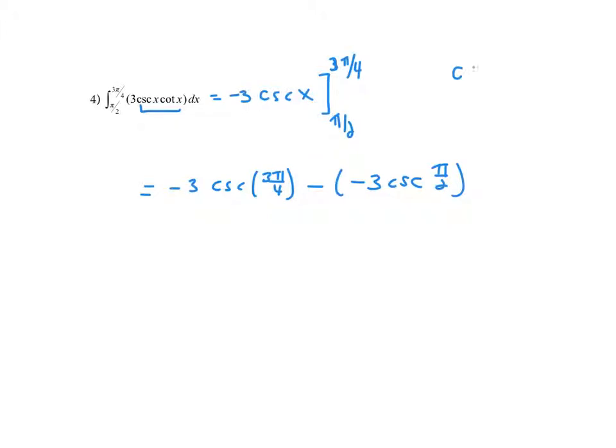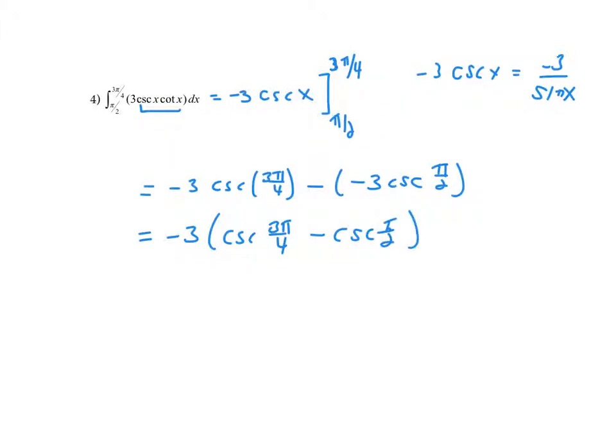Okay, keep in mind that negative 3 cosecant x would be equal to negative 3 over sine of x. Cosecant is the inverse of sine. If you find it easier to do it this way, you can factor out that negative 3. So we can have negative 3 cosecant of 3 pi over 4, and then minus cosecant of pi over 2, like that. So it might make it a little bit easier.